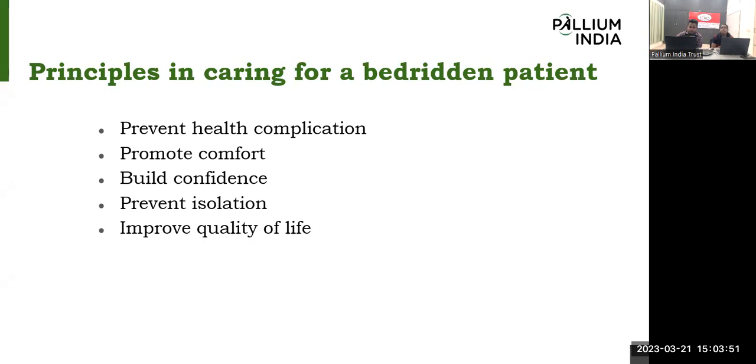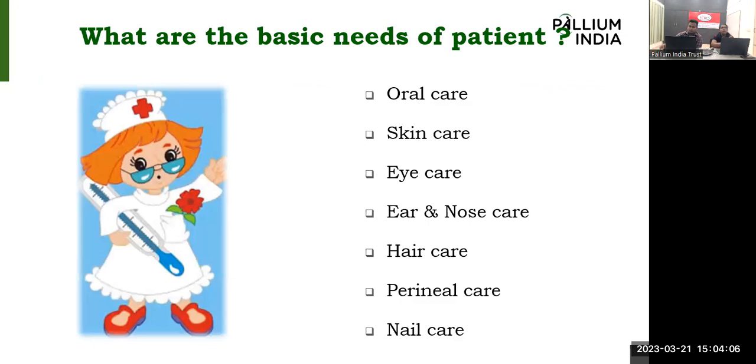And then improve quality of life. If you give this kind of training and proper support to the patient and the caregivers, definitely we can improve the quality of life of the patient and their family. So these are the basic needs of a patient. For a normal person, these are the basic needs, but we all know how to take care of ourselves.